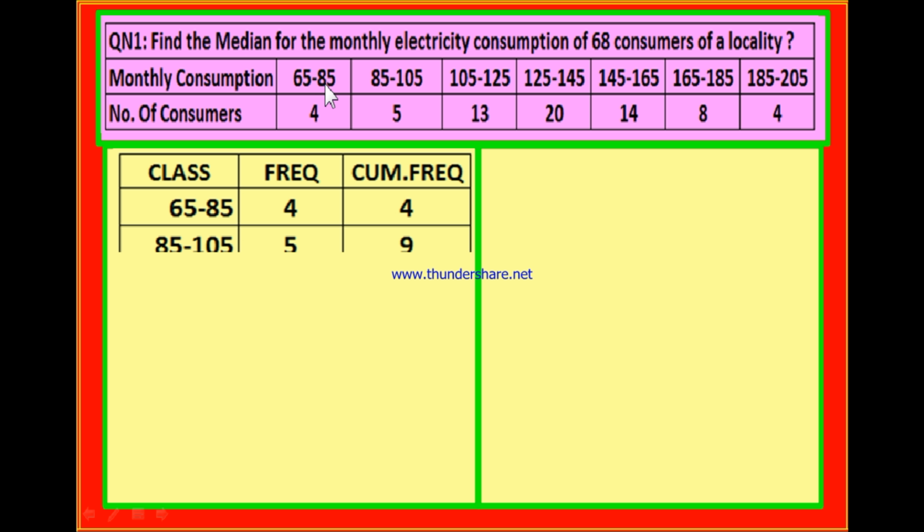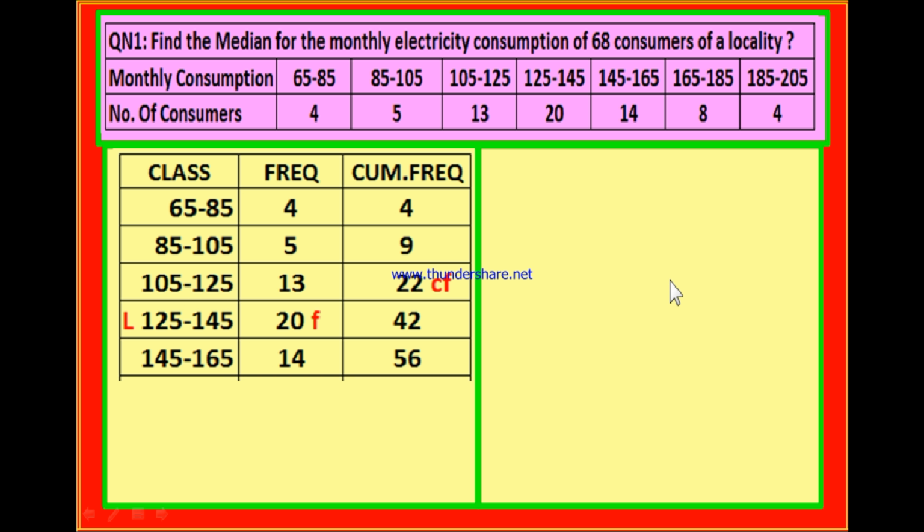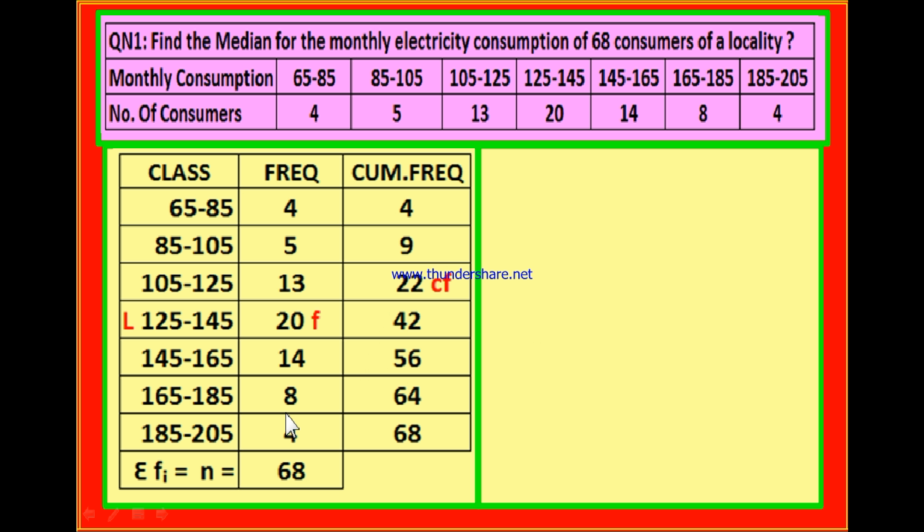Now you can consider these monthly consumptions as classes. Therefore the first class is 65 to 85 and the frequency is 4. The second class 85 to 105, the frequency is 5. Third class 105 to 125, the frequency is 13. Next class is 125 to 145, the frequency is 20. Next class is 145 to 165, the frequency is 14. Similarly, the next class is 165 to 185 and the frequency is 8. Next 185 to 205 and the frequency is 4. We took these classes and frequencies from the question itself.